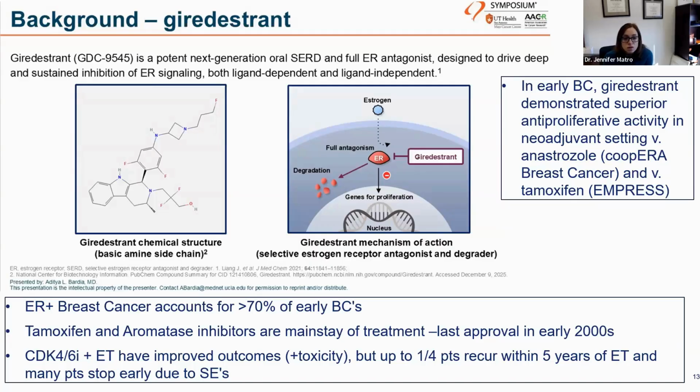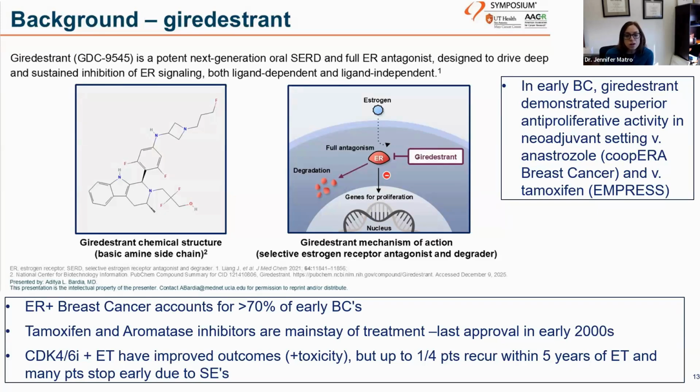The aromatase inhibitors and tamoxifen have side effects like hot flashes and joint pain and brain fog, just sort of being in menopause. So there's been a lot of interest in newer medicines that maybe don't work on estrogen levels. So they don't reduce estrogen levels the way that the aromatase inhibitors do, but maybe they work on the estrogen receptor. And giredestrant is one of these oral estrogen receptor degraders and estrogen blockers.